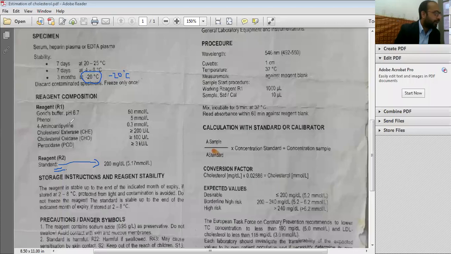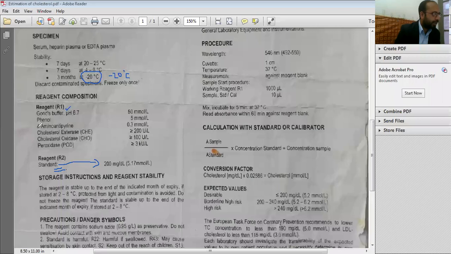Now in R1, there will be Good's buffer. This is the composition of R1. We need to use all these reagents, and its concentration will be 50 millimole per liter. And the second is phenol, which is required in the biochemical reaction to make the quinone amine, that is 5 millimole per liter.